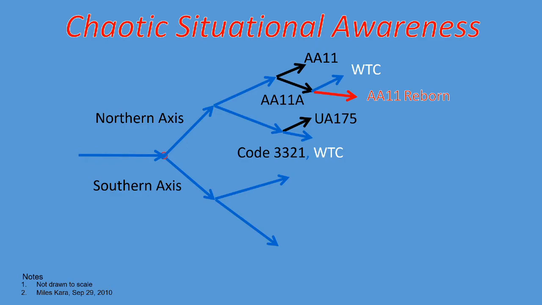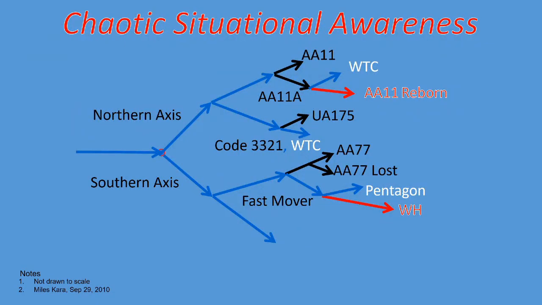United 175 became 2 things. It had morphed into code 3321, a fast mover that flew into the South Tower. Its flight plan remained in the system, and its whereabouts became unknown. American 77 became multiple things. It was presumed lost and downed, crashed. Its flight plan also remained in the system, and controllers were looking for it to the west. At around 9:32, Tracon picked it up as a fast mover that threatened the White House. Instead, it flew into the Pentagon.